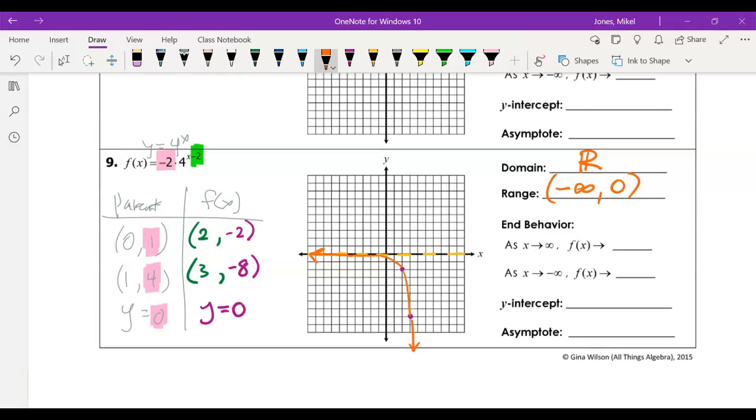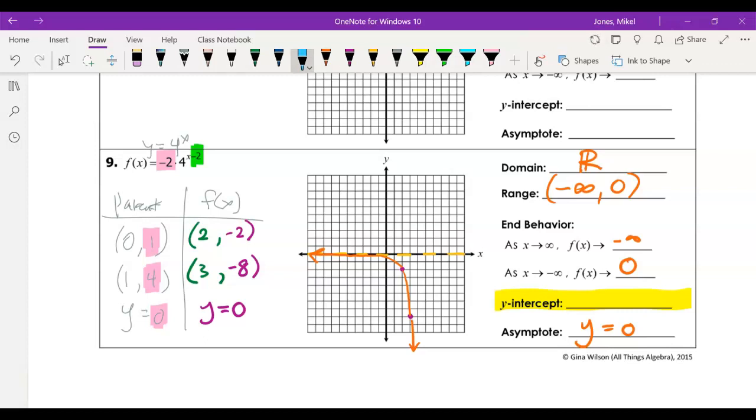Okay? As x goes to the right-hand side, so as it goes to the right, f of x goes down to -infinity. And as we move to the left, the graph's y values are approaching 0. I don't know what the y-intercept is. I'm going to come back to that in a second. But I can tell that the asymptote is y equals 0.